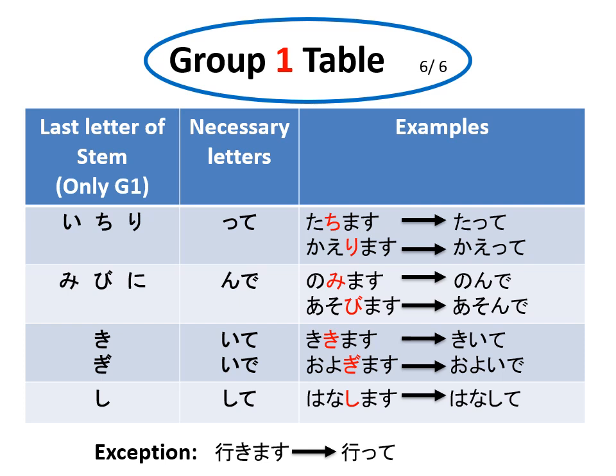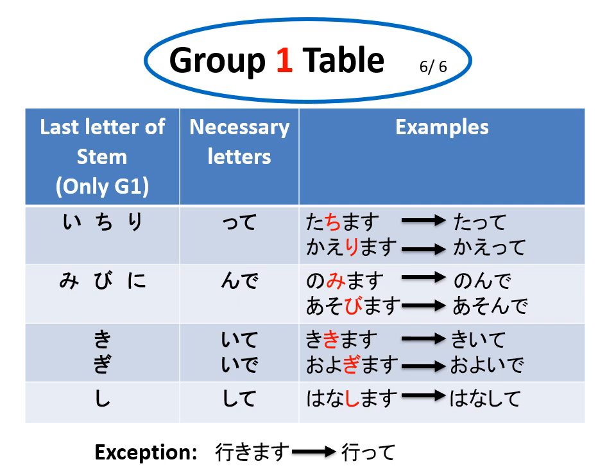If the last letter of the stem is either mi, bi, or ni, after removing them, you need to add nde: asonde, nonde. Okay? And the third group has ki or gi as the last letter of the stem. Kikimasu, to listen, kiite. Oyogimasu becomes oyoide. Okay? And the last one is hanashimasu, shi. Remove the shi and add shite. Okay, hanashite, to speak.